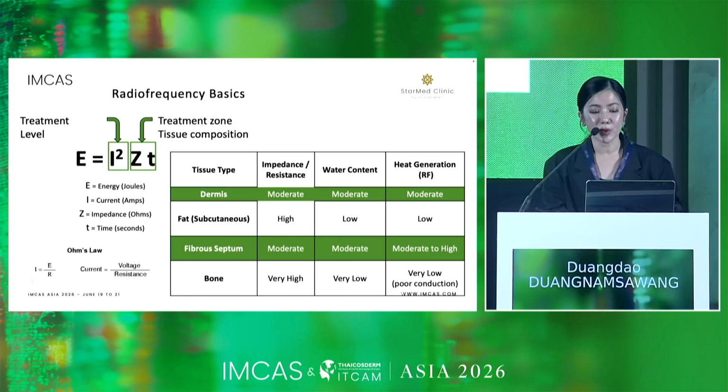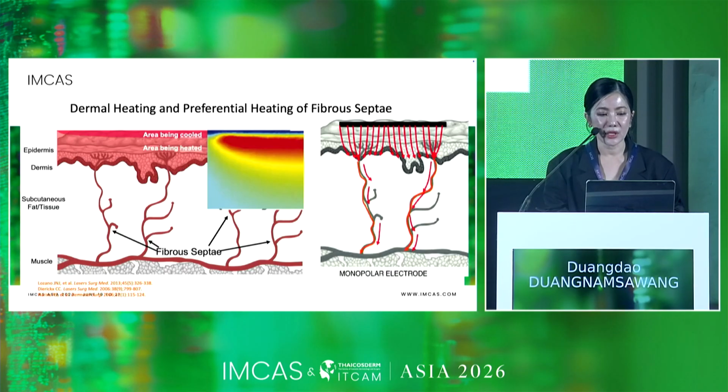For example, the dermis and fibrous septum have lower impedance, good conductivity, and more water content. So they are tissues that can generate more heat than fat and bone. That is why there are the terms dermal heating and preferential heating of fibrous tissue. That's how physics comes to the biological.